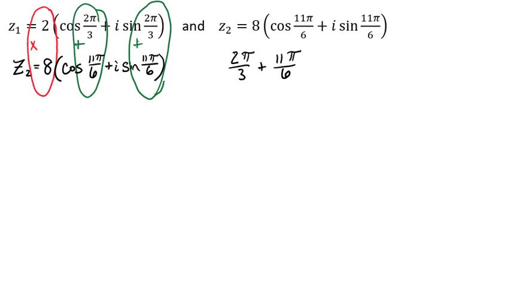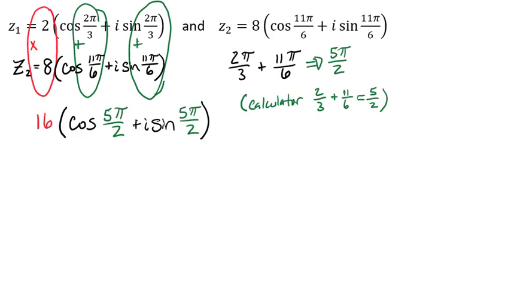So the denominators aren't common, so we kind of need to plug it in the calculator. Doing that gives us a 2/3 plus 11 over 6, which the calculator will spit out as 5 over 2, which is 5 pi over 2. So let's see. We have 2 times 8, which is 16. Then we're plugging in our theta, so we have the cosine of 5 pi over 2 plus I times the sine of 5 pi over 2.